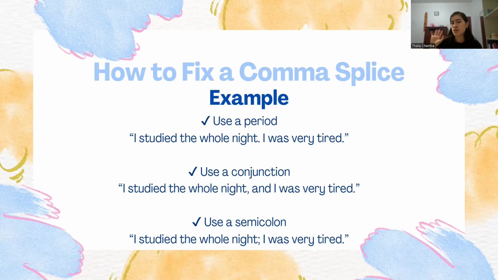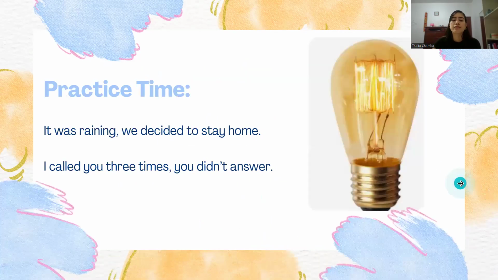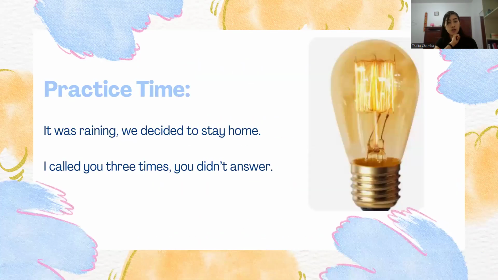Now, it's time to practice, okay? Let's practice. I will show you two sentences. You can stop the video, you can pause the video. These two sentences contain comma splices. Look at them carefully and try to fix them using any method you prefer. You can use the first, the second, or the third method. Here we go. Here I have the two sentences. Please look at them carefully and try to use any of these methods. Take your time.